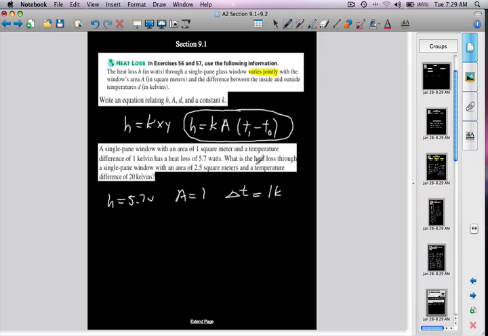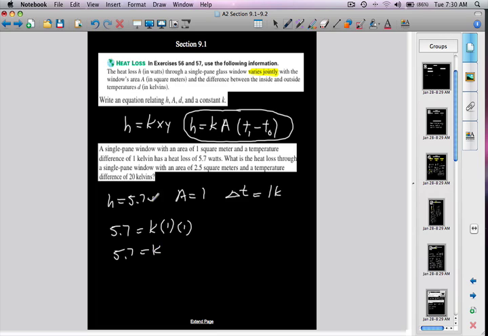Then they want me to find the heat loss through a single pane window with an area of 2.5 square meters and a temperature difference of 20 Kelvin. So the first thing I'm going to have to do is use the supplied values to find the constant of variation. So H was 5.7, A was 1, and the difference in temperatures was also 1. So I'm going to find that my constant of variation here is 5.7.